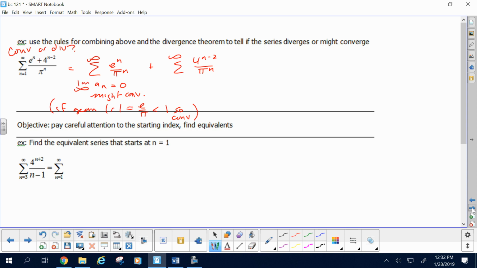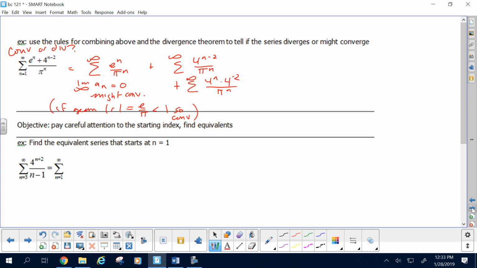All right, the second one, however. The first thing that I see is the index is kind of funky. Can you make this a little better by a little cleanup so that they're both to the n? How could you rewrite the 4 so it's nice? 4 to the n and 4 to the negative 2. Now that's a little easier to decide geometric or end behavior, whatever you prefer.